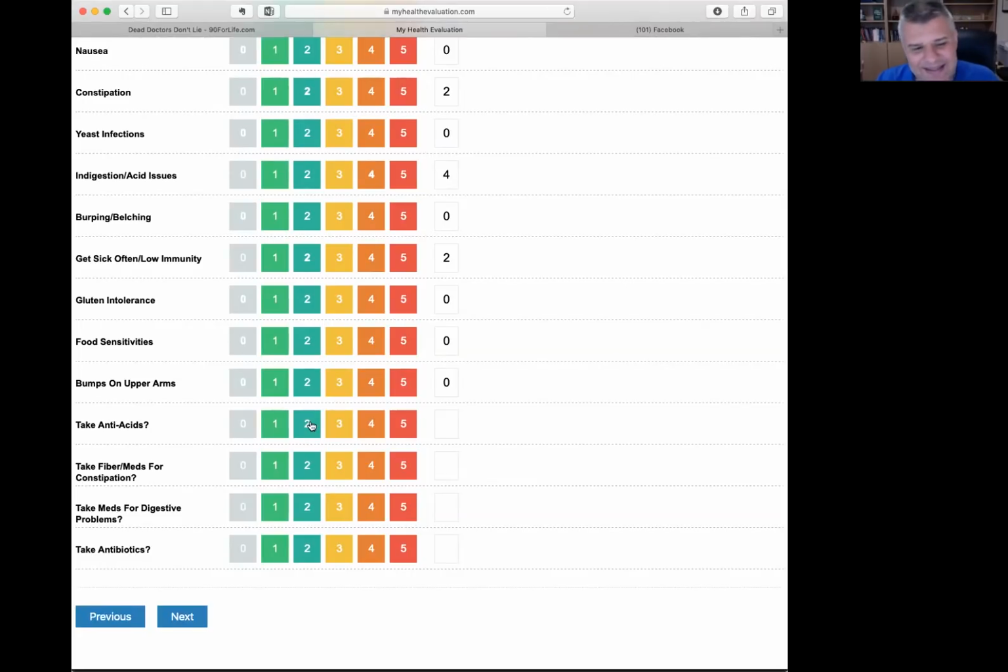Do I take any antacids? Yes, sometimes. Fiber meds or fibromyalgia meds, any kind of fiber or meds for constipation. Doesn't do that. Meds for digestion problems, no. Take any kind of antibiotics? And at this time, Joe's not taking any antibiotics. So it goes on to the next step here. And you can see, again, this is extremely thorough here.